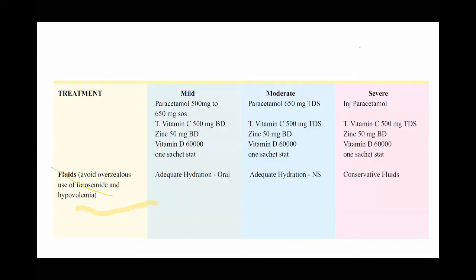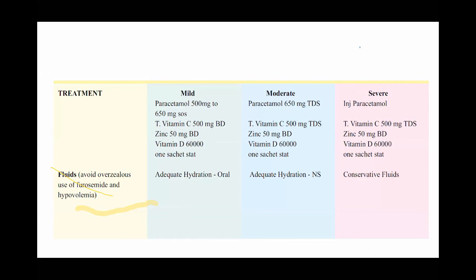Coming to the therapies, we know lots of therapies, and I've briefly discussed them with the diagram where I showed the viremia phase and the hyperinflammatory phase. Now coming to one major point in COVID: most of the people are dehydrated. We have found that overzealous use of furosemide and hypovolemia cause AKI, or acute kidney injury, in these patients. So adequate hydration has to be maintained, and even if it is a severe case, conservative fluids have to be given.